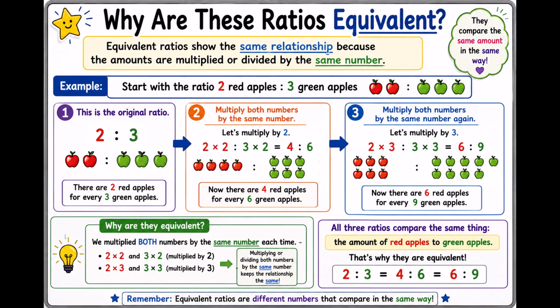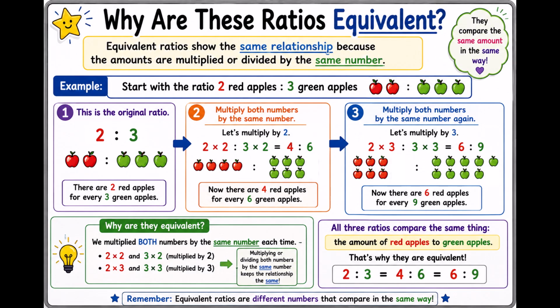Start with the original ratio. There are 2 red apples to every 3 green apples. So there are 2 red apples, 3 green apples. The ratio is 2 to 3. This means there are 2 red apples for every 3 green apples.